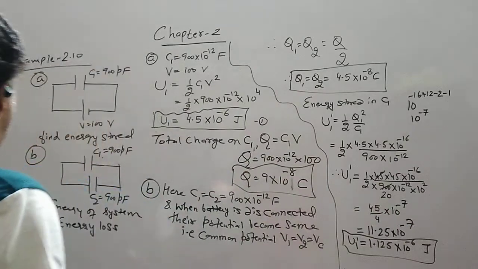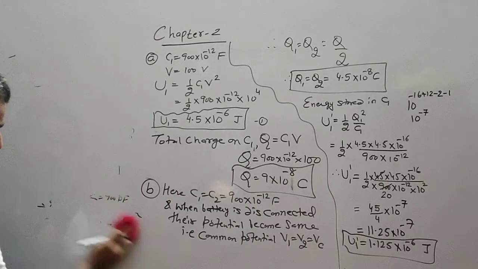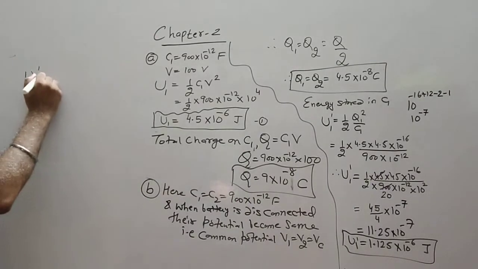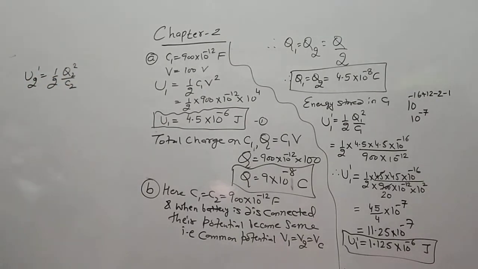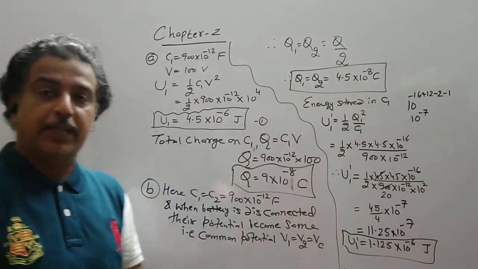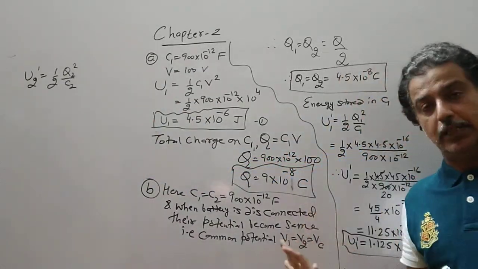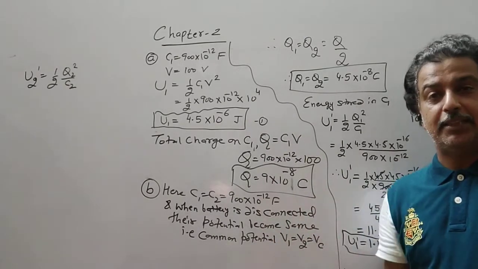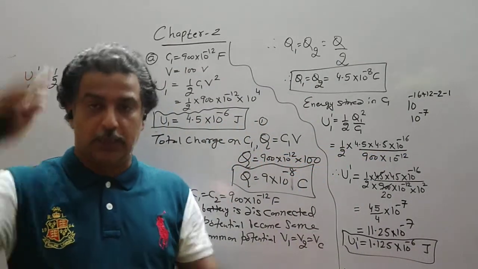Similarly, I will find out the energy stored in C2. So U2 dash is equal to half Q2 square upon C2. The charge is half because the capacitors were identical. Remember this. They will have the same potential. Here it will be 50-50. But if their capacitance is different, potential is same. Common potential means both will have same potential.